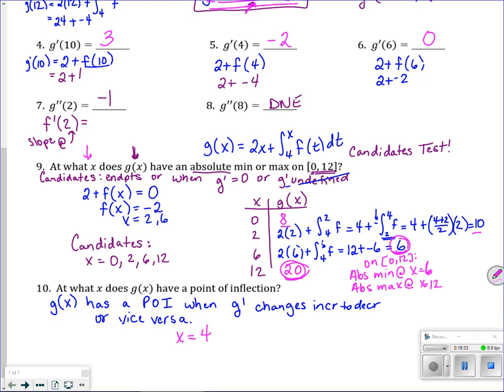All right, so that's a good one. So AP, work again on the second fundamental theorem, get some more practice on that, and you will be good to go.